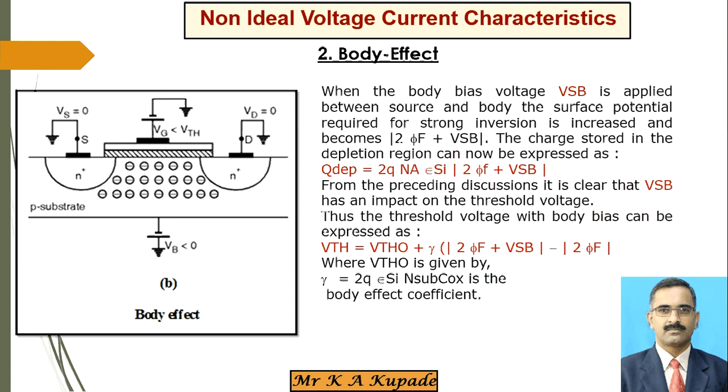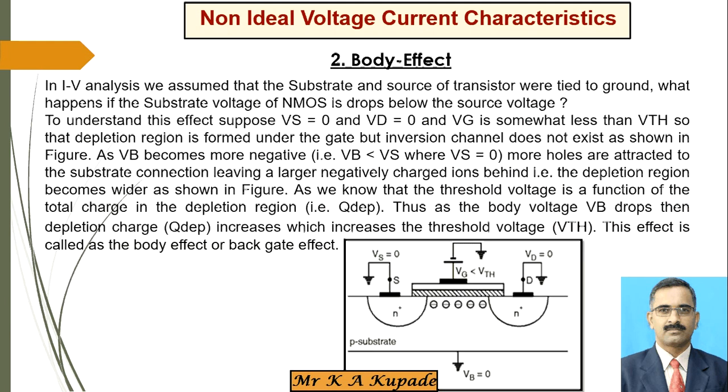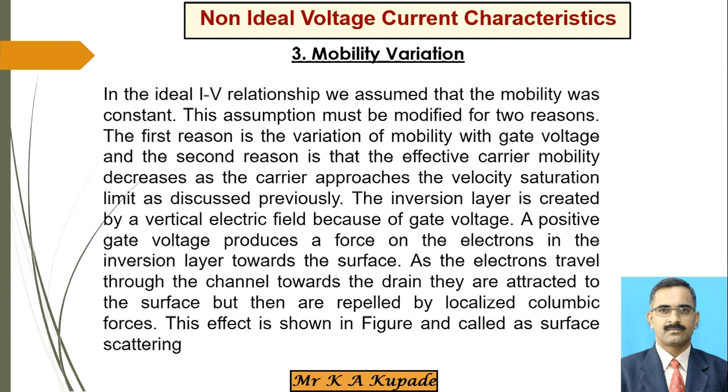That means as you make VB, the substrate voltage, more negative, the threshold voltage increases, and this effect is called the body effect or backgate effect. So up to this point we have discussed the effects as per the syllabus.